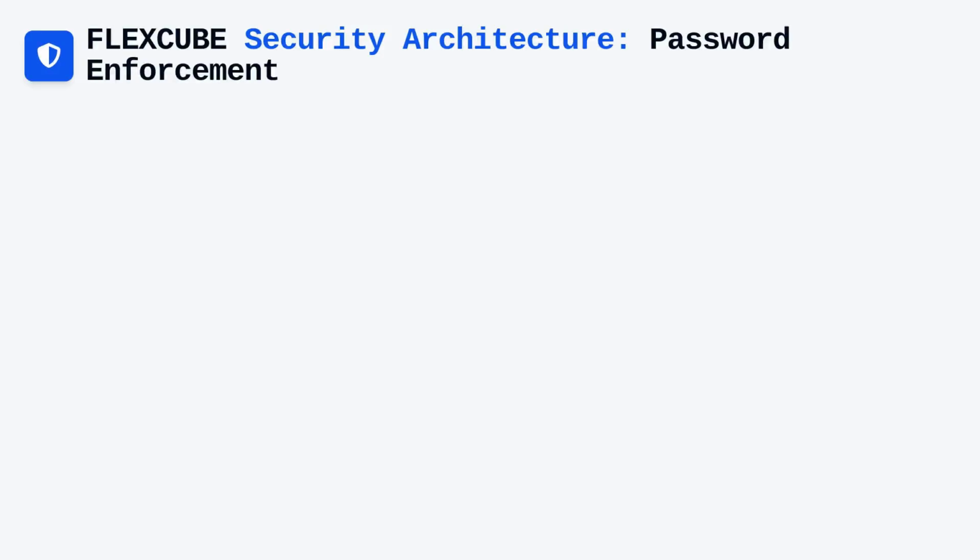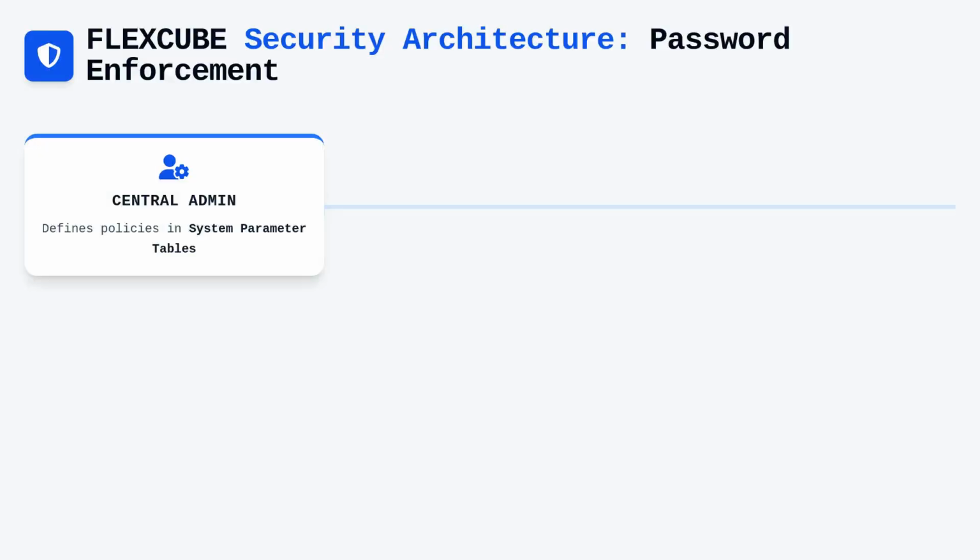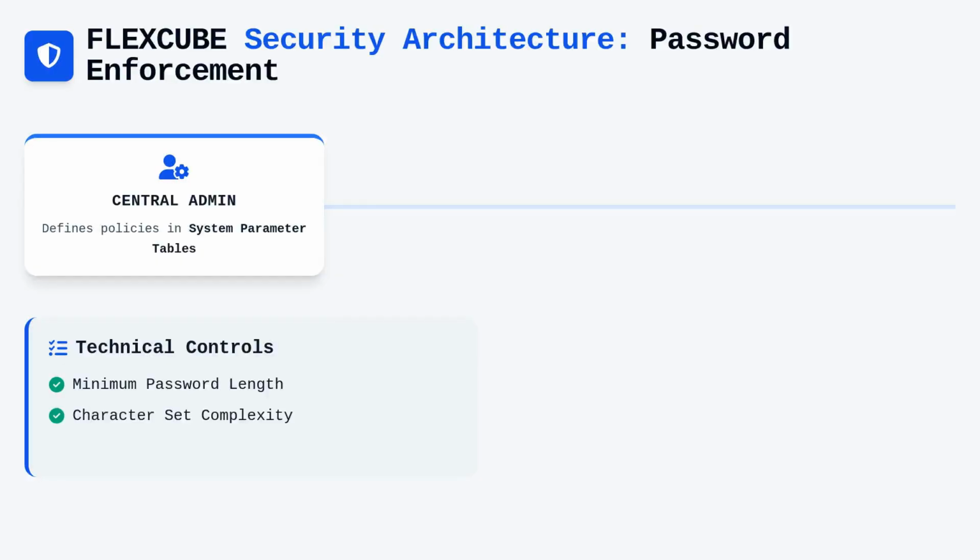In FLEXCUBE, these policies are managed through the Central Security Administration module, which dictates how the application server and the underlying database interact with user identities. Unlike simple web applications that might rely on basic identity providers, FLEXCUBE requires a granular approach that balances security with the operational needs of high-frequency banking environments. We need to define parameters such as minimum password length, the complexity of character sets, and the prohibition of repeating past passwords. These settings are stored within the system parameter tables, which the application checks during every authentication attempt.